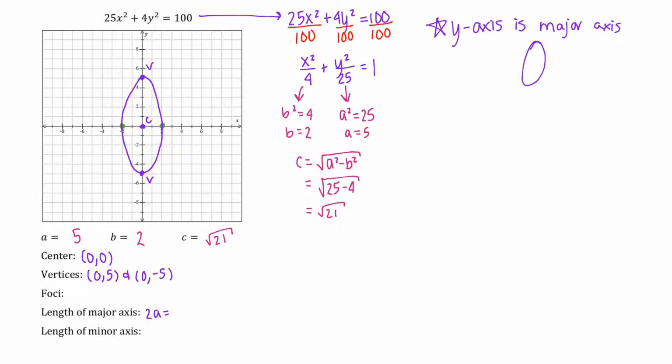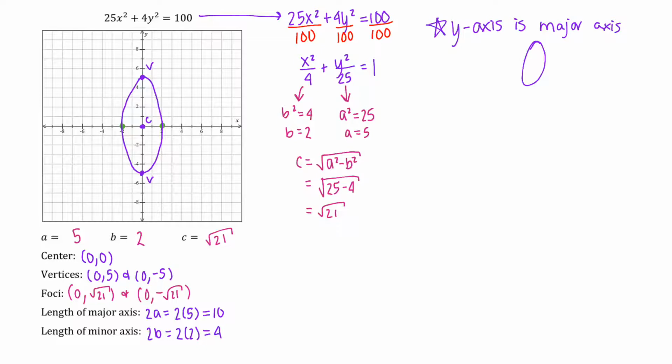The major axis, the length of it will always be 2a, so 2 times 5 is 10. Minor axis, the length will always be 2b, so 2 times 2, which is 4. The foci are going to lie on this major axis here. So from the center, which is 0, 0, you go up square root 21 units and down square root 21 units. You're going to get 0, square root of 21 and 0, negative square root of 21. Again, I'm not plotting those because they're not nice numbers, but they would be on this major axis.